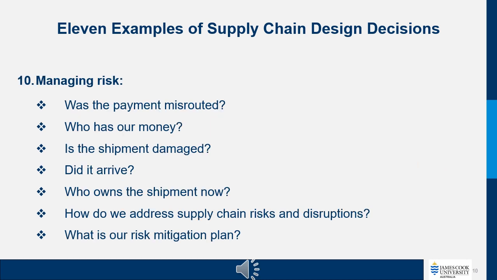Now, as operation managers or supply chain managers, managing risk is the most important part of the position. You need to understand those risks and you need to be able to manage them. So the questions that we ask: was the payment misrouted? Who has our money? Is the shipment damaged? Did it arrive? Who owns the shipment now? How do we address supply chain risk and disruptions? What is our risk mitigation plan? Do we have any plan? If not, we definitely need to have a plan. Again, these are good examples related to those supply chain design decisions.